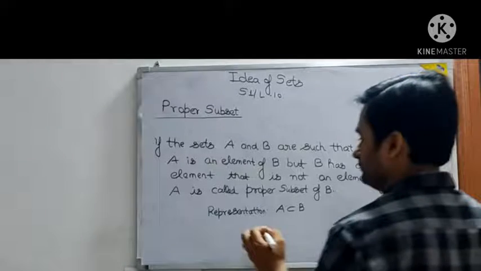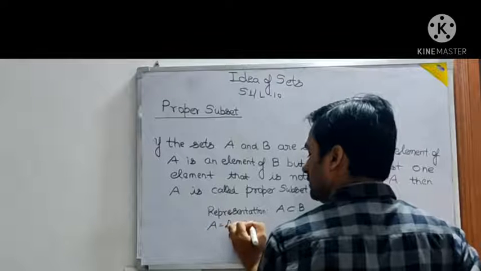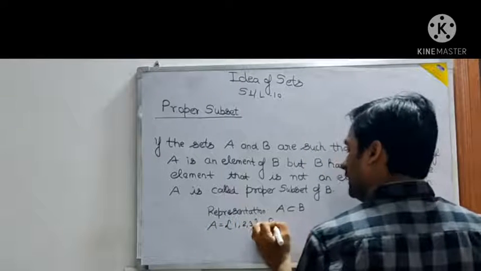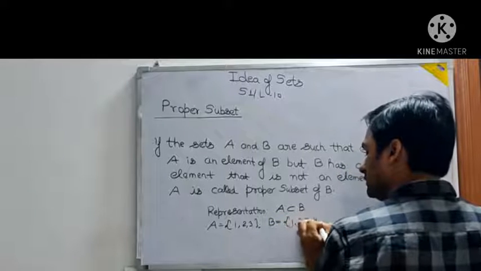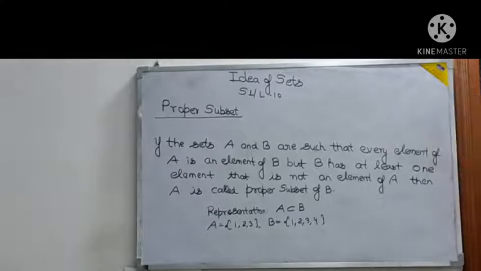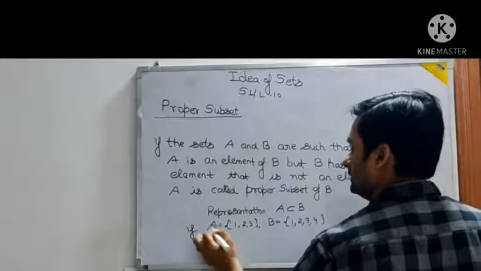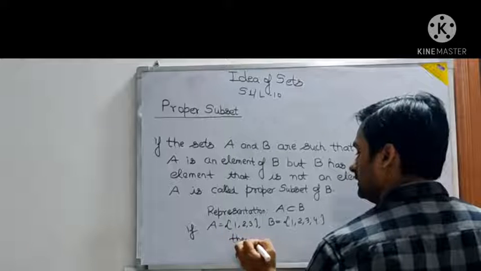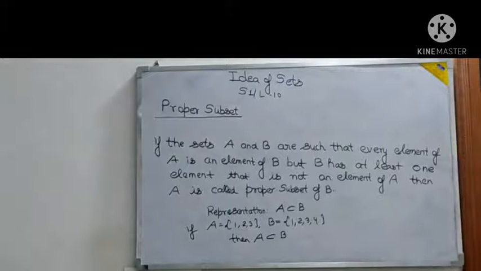Example: if A is equal to {1, 2, 3} and B is equal to {1, 2, 3, 4}, in that case, what can we say? Then A is a proper subset of B. Is this clear to all?